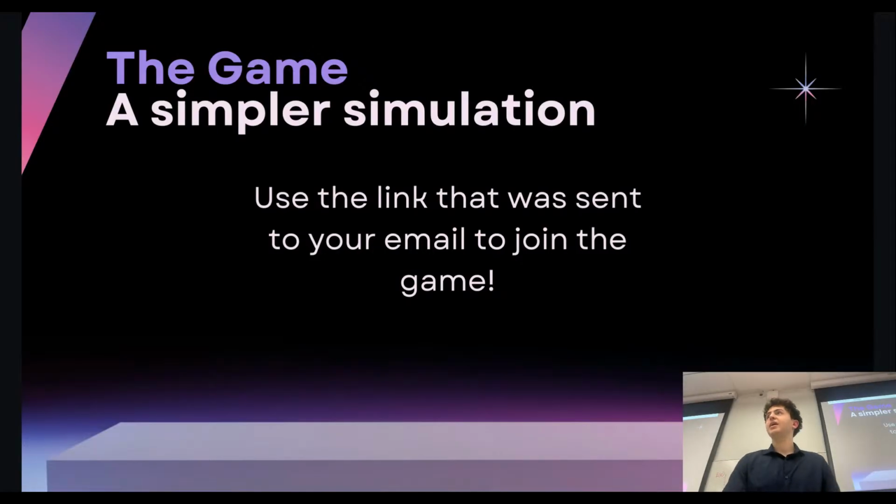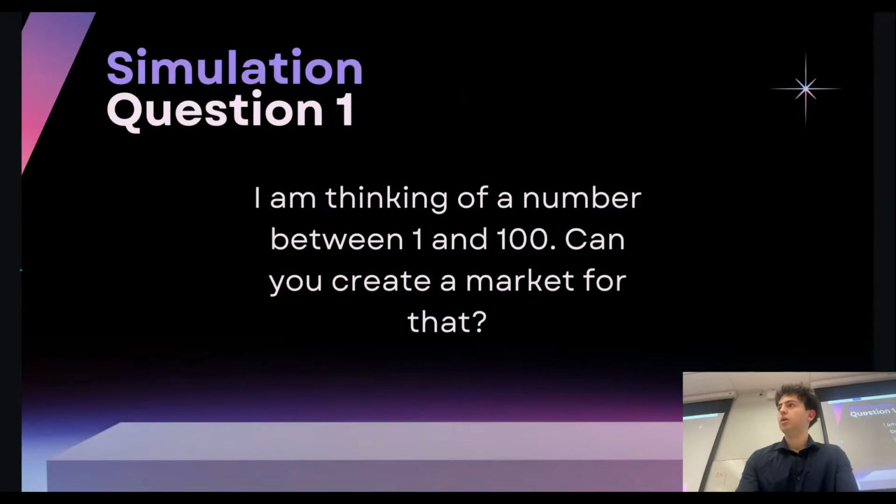Okay, everyone. We're going to start with the first question. There you go. This is the first market that you're going to make. I'm thinking of a number between 1 and 100. Just create a market for that. You can imagine this asset as being worth either £1 or £100. You have no idea. It's in my imagination right now. So just try and create a market for that.